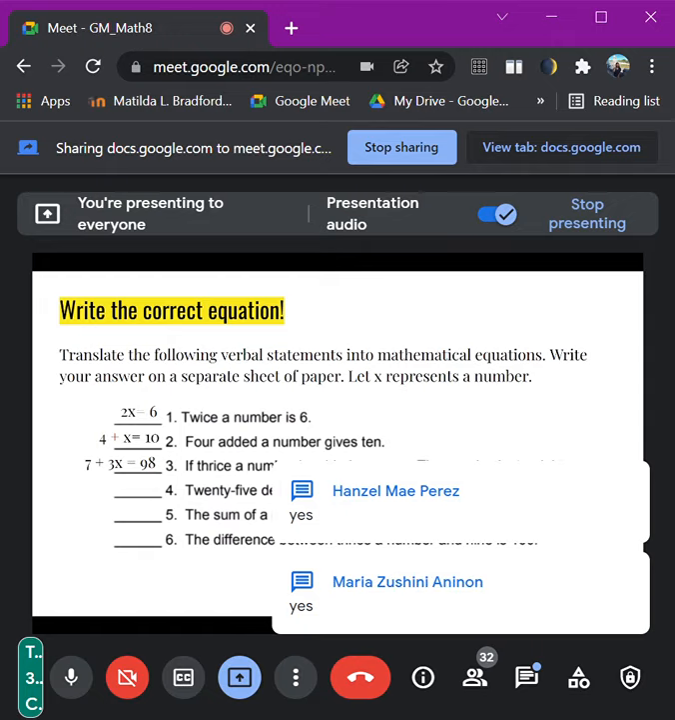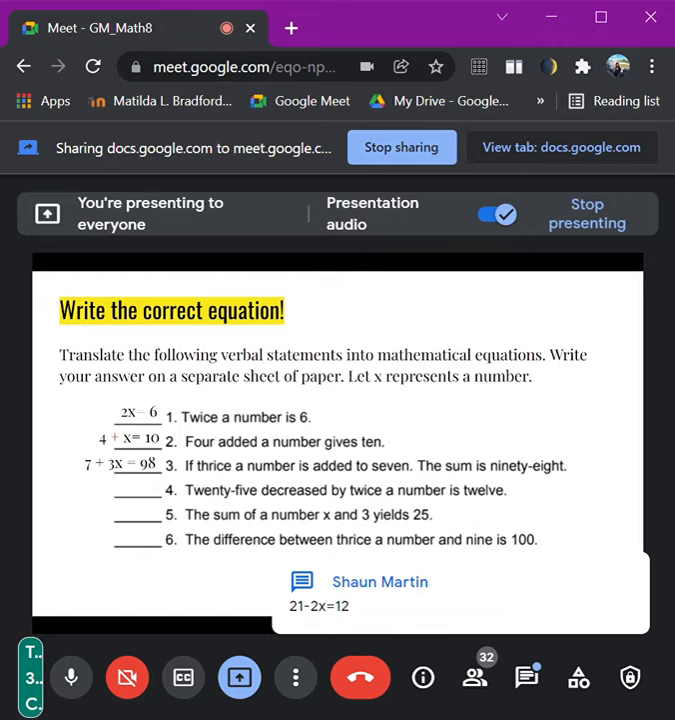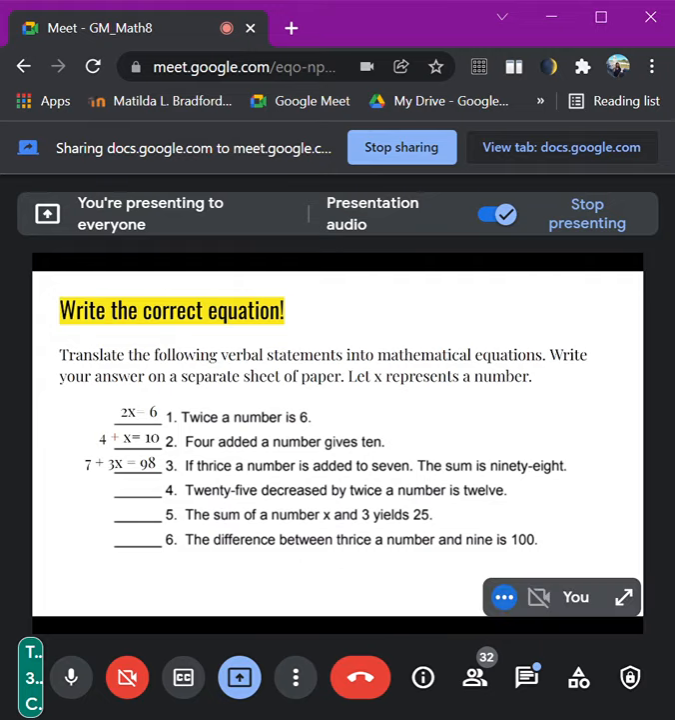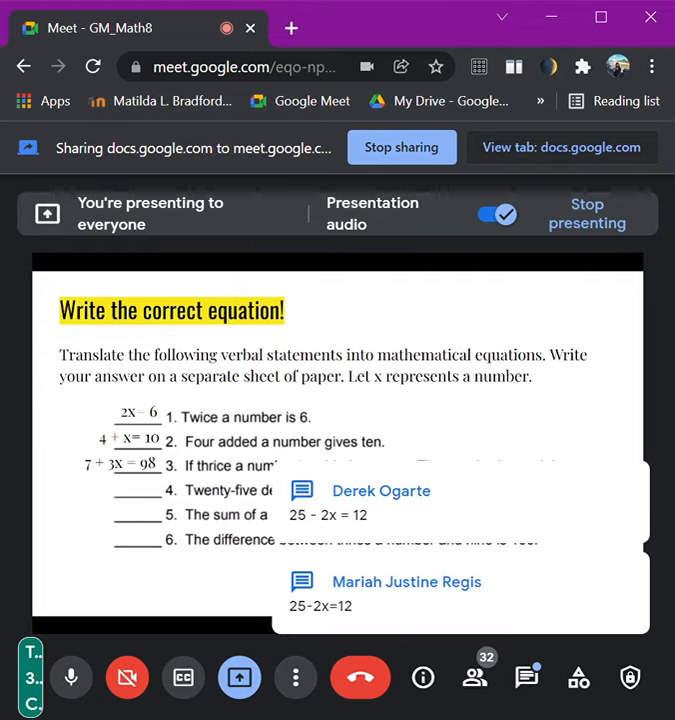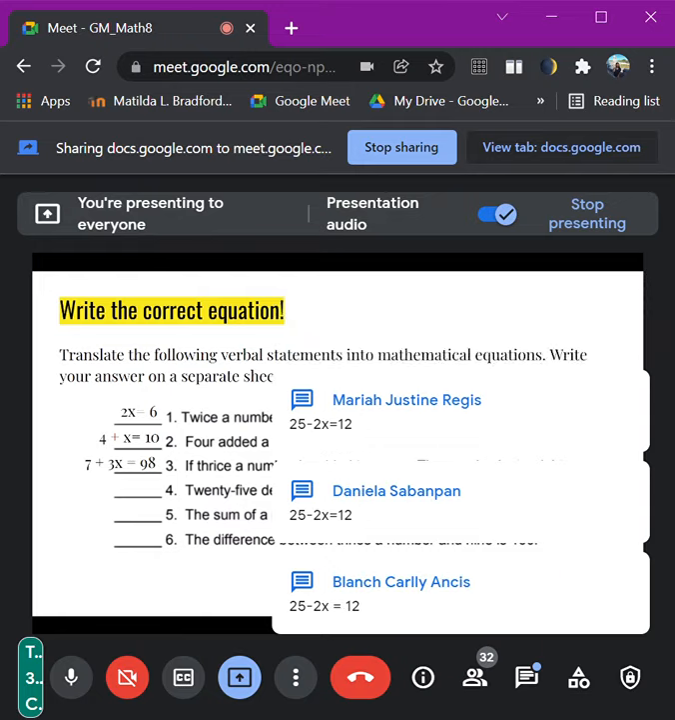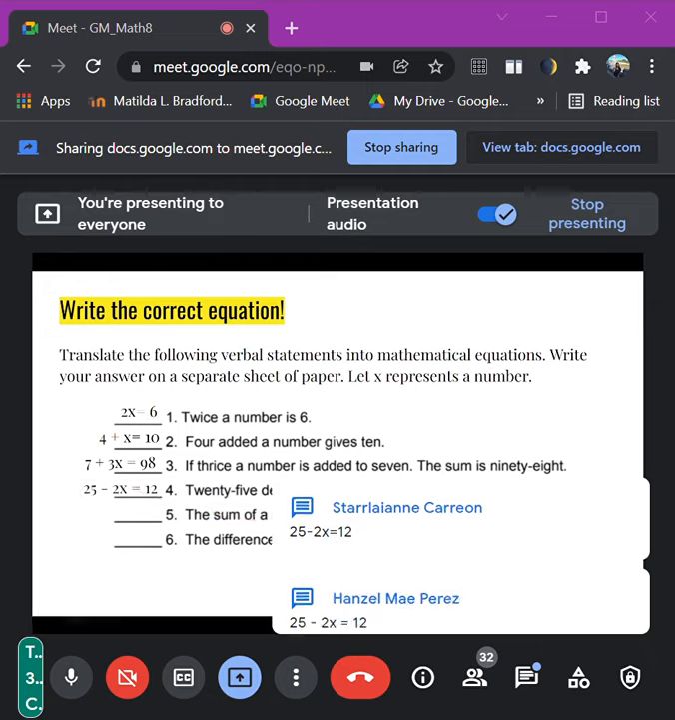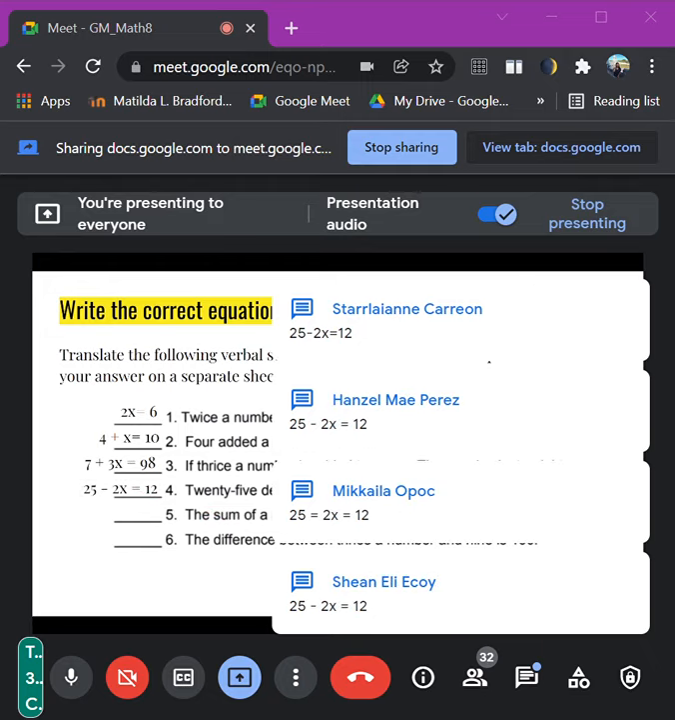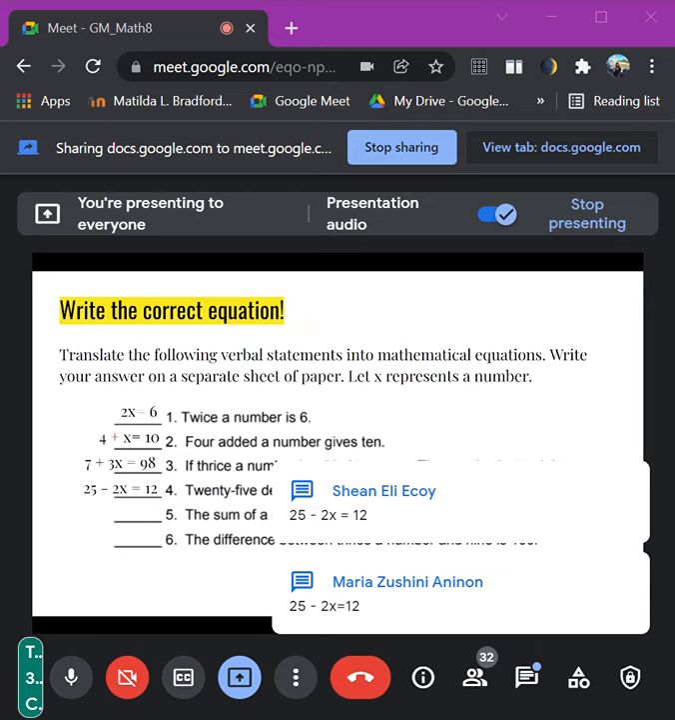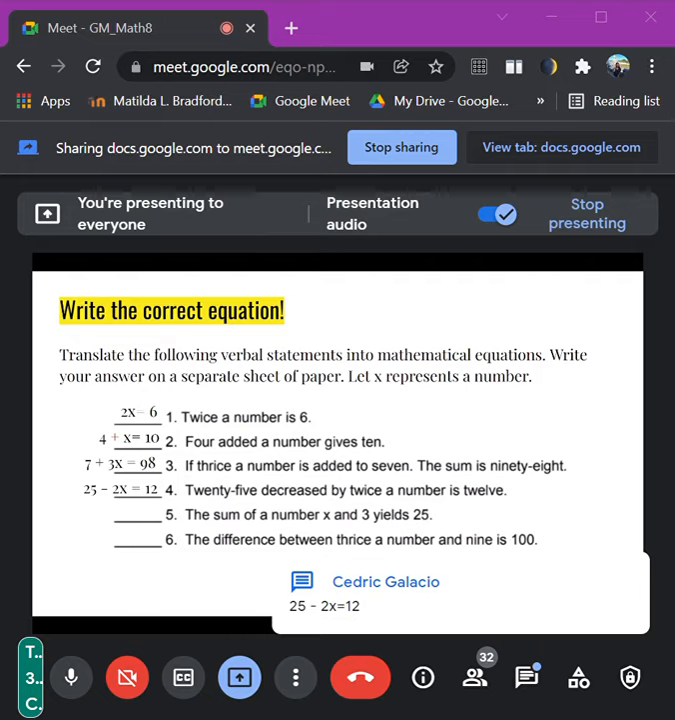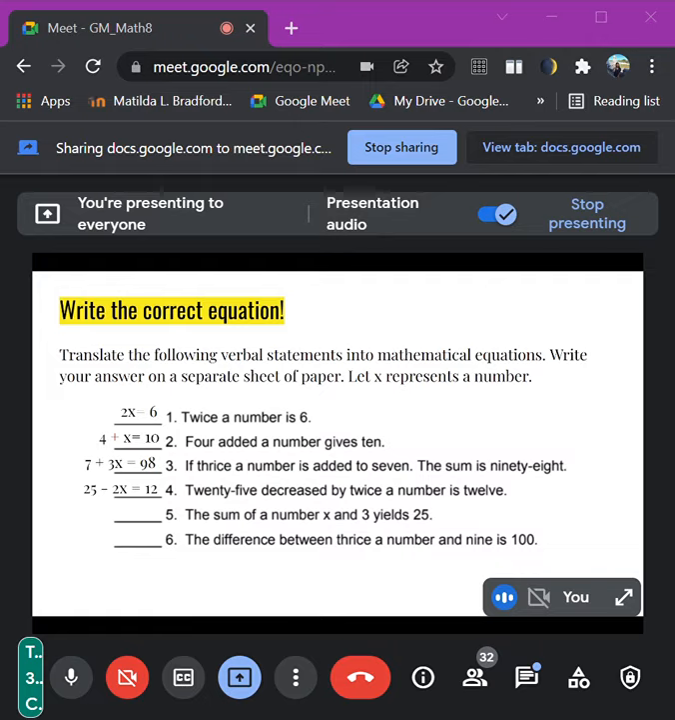Okay. Now, this time, let's proceed with number 4. So far, do you have any questions first for number 3? None. Now, let's proceed with number 4. We have 25 decreased by twice a number is 12. Okay, so very good. So, you have there 25 minus 2x is equals to 12. Diba? It's very easy if we know how to understand our given statement, then we can turn it into a mathematical equation.